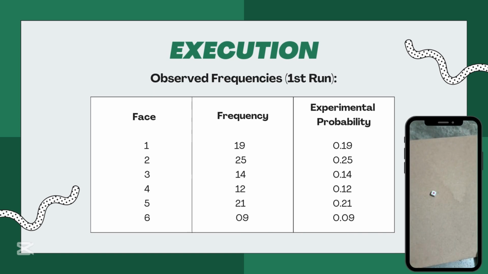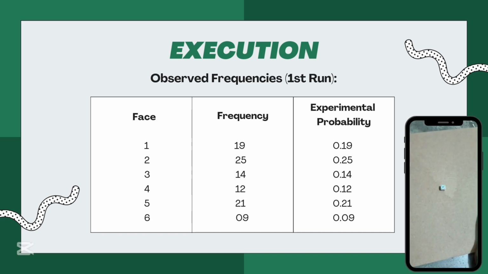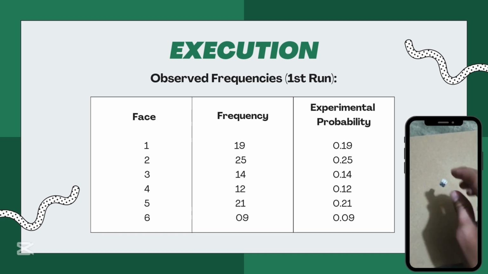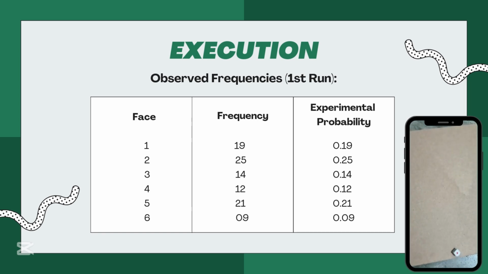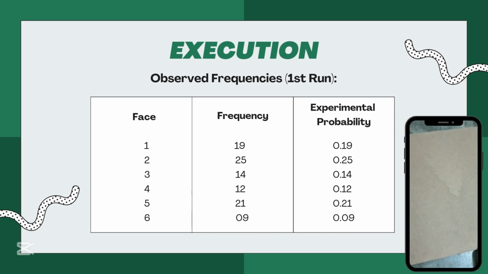In the first run of the experiment, we rolled a fair 6-sided die 100 times and carefully recorded each outcome. The results showed that face 1 appeared 19 times with a probability of 0.19. Face 2 appeared most frequently with 25 rolls and a probability of 0.25. Face 3 came up 14 times with 0.14. Face 4 appeared 12 times, giving 0.12. Face 5 was rolled 21 times with a probability of 0.21. And face 6 appeared the least with only 9 occurrences, or 0.09.